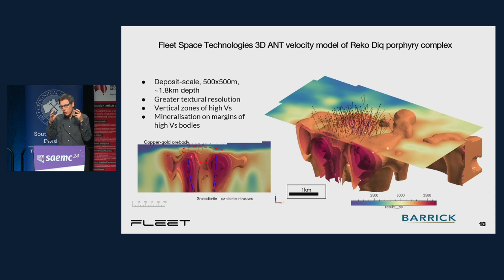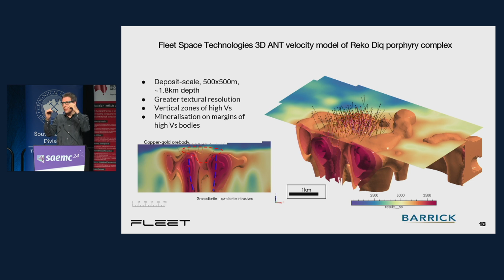Then you go in and do a smaller scale survey over the area of interest, and this is at the kind of deposit scale, if you like. So this is 500 by 500 metre spacing down to about 1.8 or nearly 2 kilometre depth. Incredible textural resolution of these porphyry bodies here. The mineralisation and the alteration are both high velocity features. They sit right on the edges of the porphyry bodies, often a high velocity, with a lot of silica alteration there.